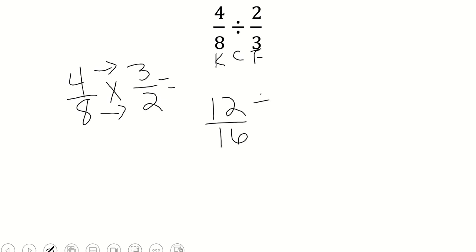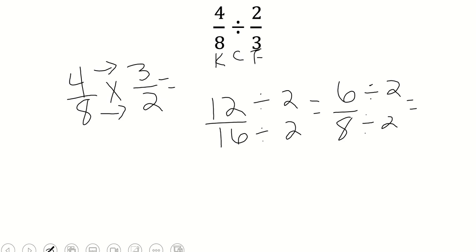I simplify by finding my greatest common factor. I have even numbers, so I know I can use the number 2. 12 divided by 2 is 6. 16 divided by 2 is 8. I still have even numbers, so I need to do it again. 6 divided by 2 is 3. 8 divided by 2 is 4. Now I am in simplest form, so 3/4 would be my answer.